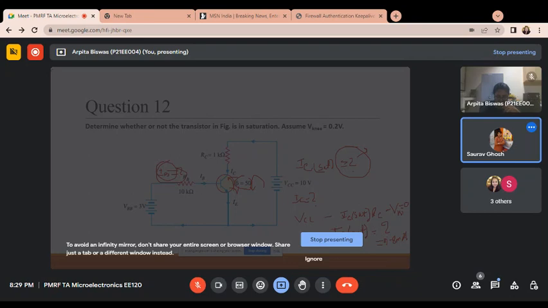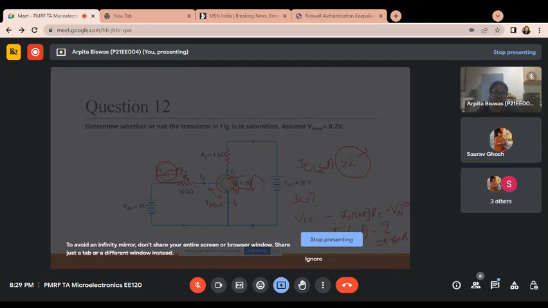For the IB value, you can directly take the VBE value as 0.7. Here is the VBE, no? IB is 0.23 milliampere.